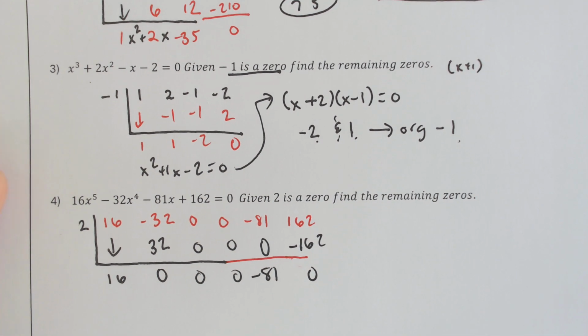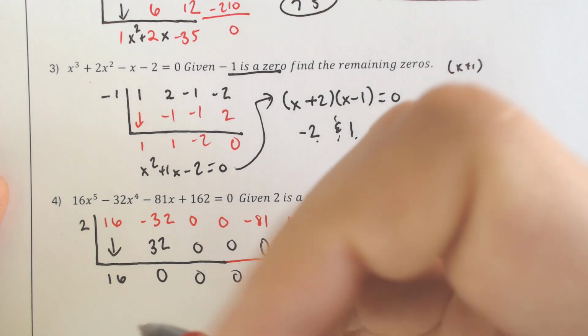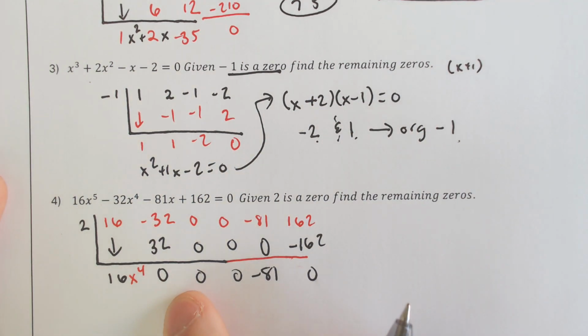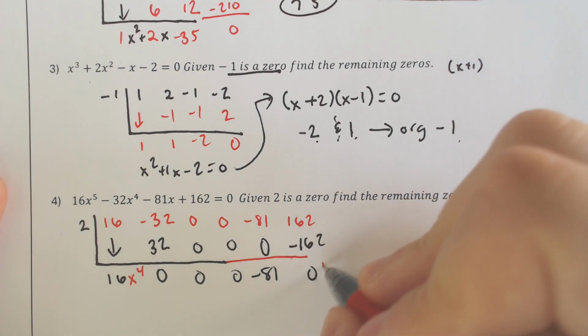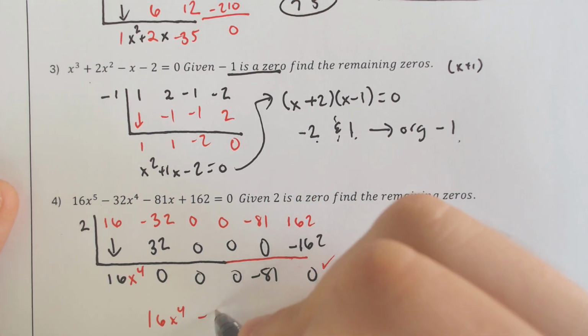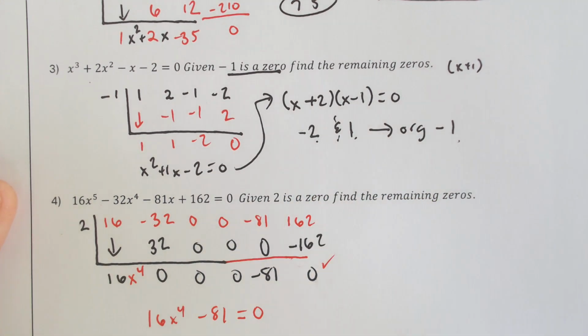Okay, so what did we start with? Well, we started with x to the fifth. So this is not going to be x squared, it's going to be x to the fourth. Plus 0x to the third, plus 0x squared, plus 0x minus 81, equaling 0. So this is really just 16x to the fourth minus 81 is equal to 0.